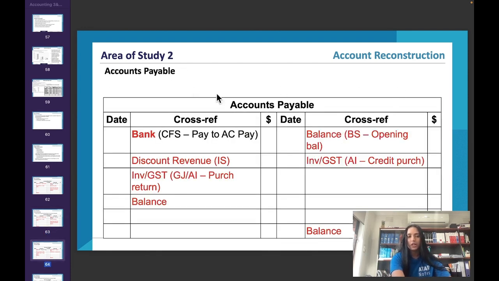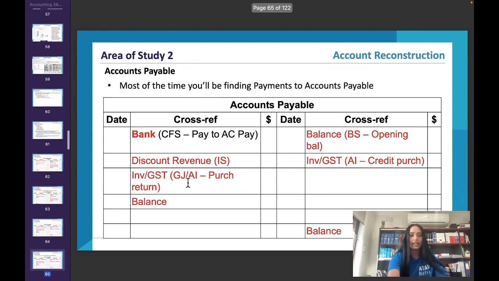Similar for accounts payable, we have our opening balance on the credit side, we have a credit purchase, payments to accounts payable, discount revenue, and a purchase return and the closing balance. And then most of the time you'll be finding payments to accounts payable. So it'll give you all of these figures and it won't give you the payment to accounts payable figure. And then you'll have to enter everything and calculate what that payment to accounts payable amount is.